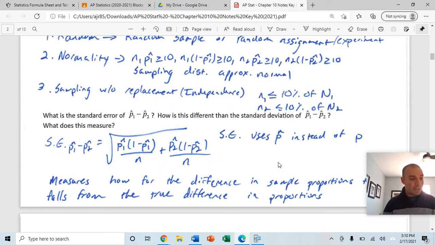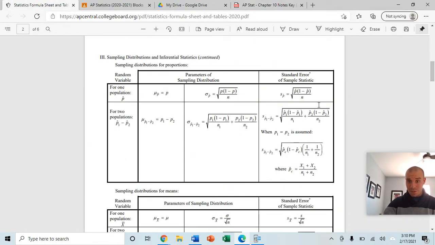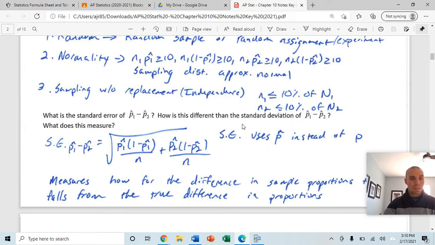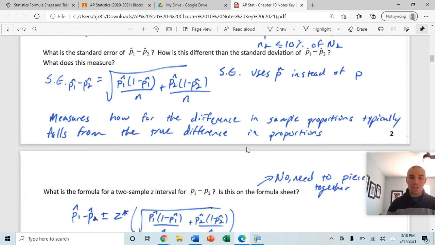When we just talked about the sampling distribution for proportions, we saw the standard deviation for the difference of proportions; this is the standard error. The only difference is we use p hat here, which is more common because it's very rare that you'd know the actual population value. Similarly, that formula is right in here, standard error for two populations, proportions. It's not a formula you need to memorize. It might be something you see on a multiple choice, but that's right in there. What does that measure? That measures how far the difference in your sample proportions typically falls from the true difference in the proportions between those two variables or those two samples.